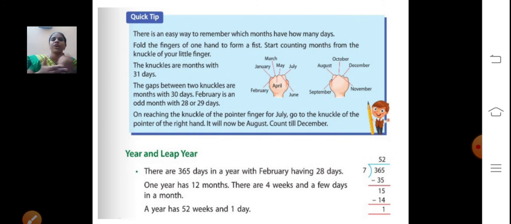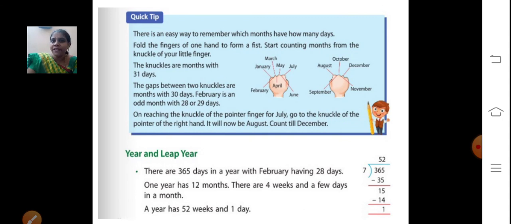How did we get 52? Because in a month we have 4 weeks, isn't it? In a month 4 weeks, and some months will have extra days. Some months we have 5 weeks also. So one year has 12 months, and there are 4 weeks and a few days in each month. Usually we have 4 weeks in a month. And how many weeks in a year? 52 weeks and 1 day.